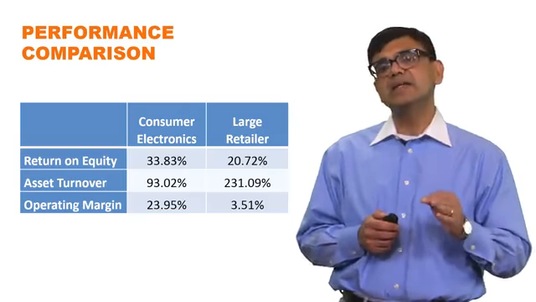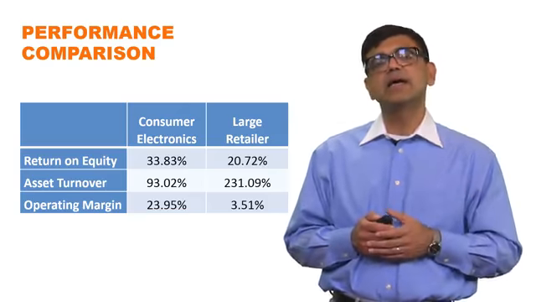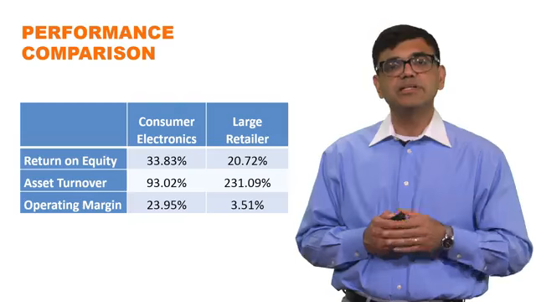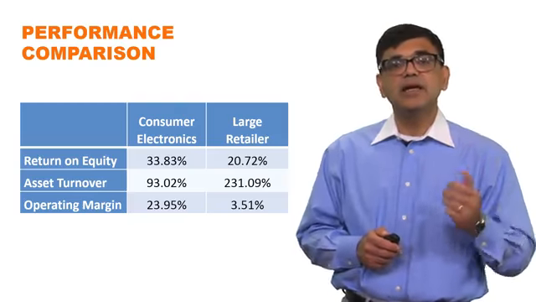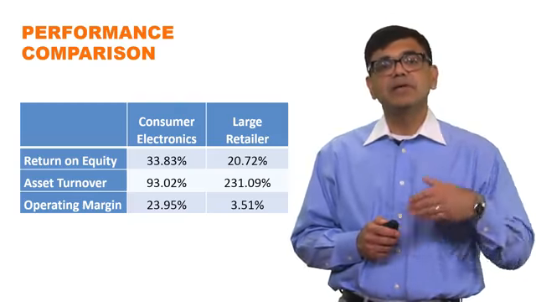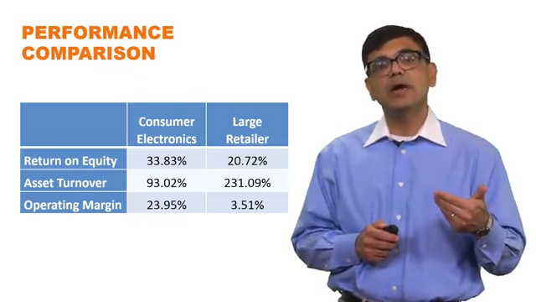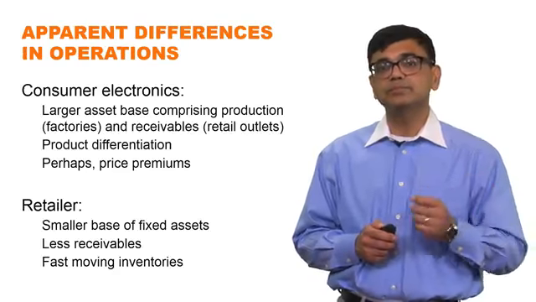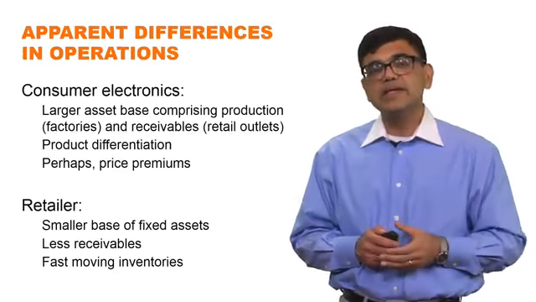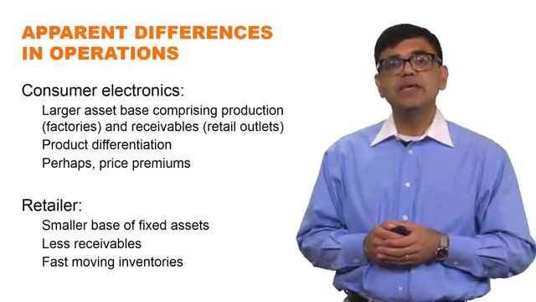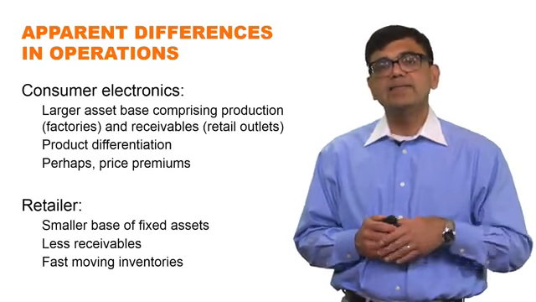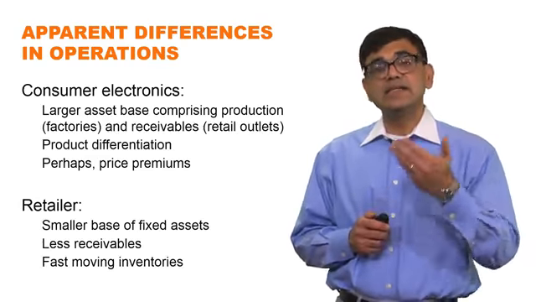But what we can do is get some inferences about comparing these ratios across these two companies. So why would a consumer electronics company have a higher return on equity and operating margin, while a large retailer would have a high asset turnover? So here are the things that you can think of as being the underlying reasons. So for a consumer electronics company, and this now I can reveal, is Apple, right?